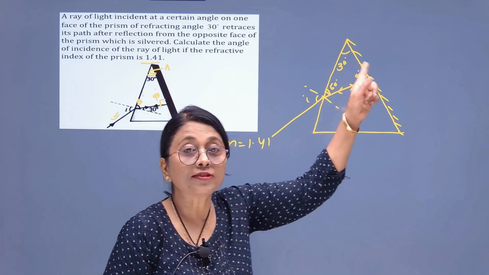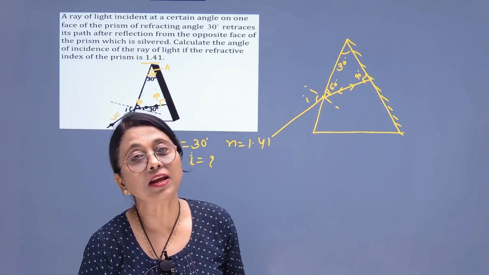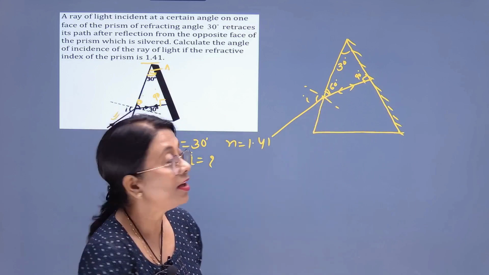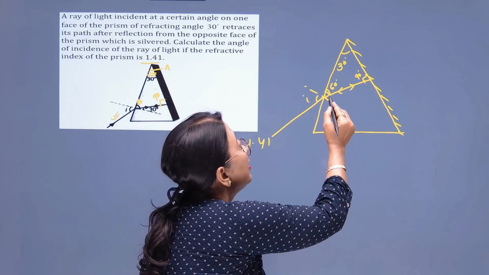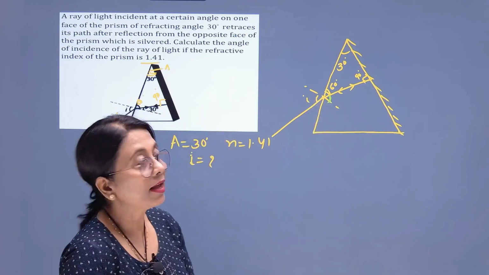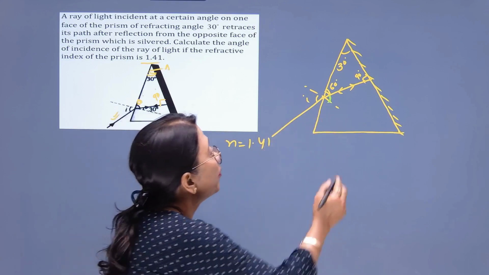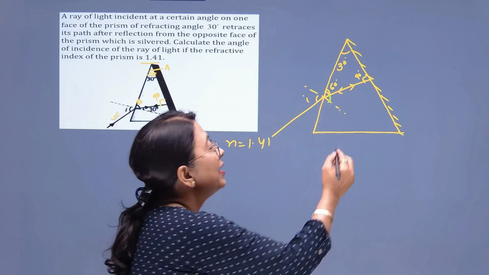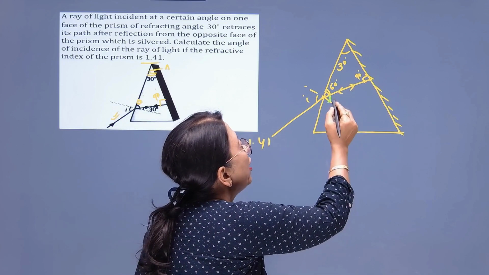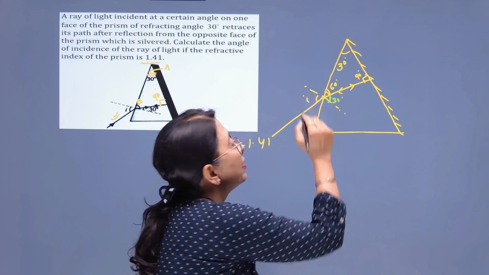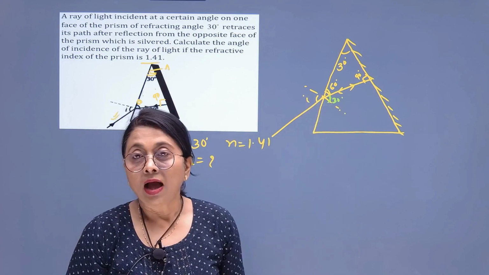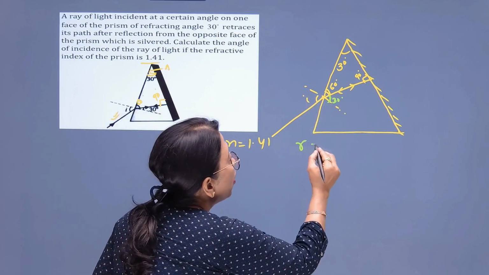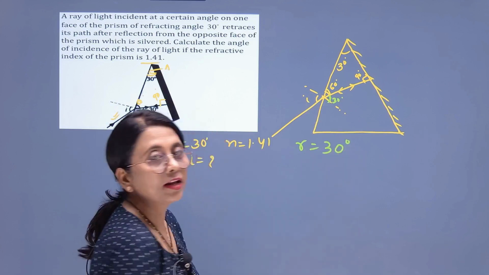Why? Because sum of all the angles in a triangle is 180 degree. तो ये angle 60 का हो गया. And what about this angle? ये angle कितने का होगा? क्योंकि ये normal है, तो definitely this will be your 90 minus 60. That is 30 degree. तो angle of refraction लिख लेते हैं 30 degree का. R आ गया. So we got R is equal to 30 degree.